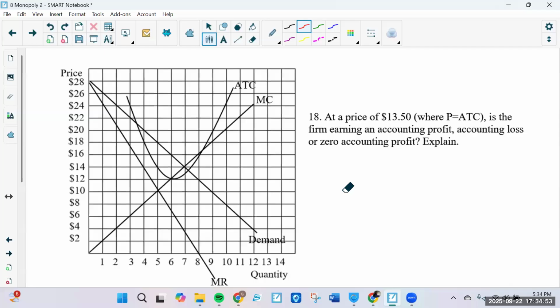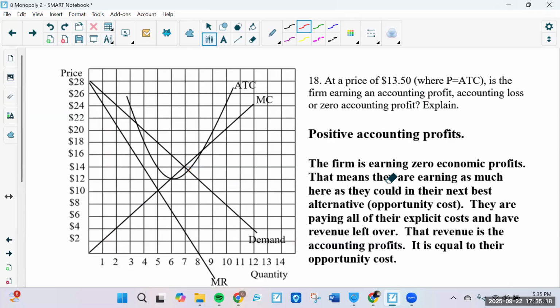At a price of $13.50, where price equals ATC. So the idea here is I'm making you go right here, where price equals ATC. Price always comes from the demand curve. Is the firm earning an accounting profit, an accounting loss, or zero accounting profit? So this is accounting, not economic profit. And it says explain. Tough question, because you've got to know what accounting profit is. And the answer is they're actually earning a positive economic profit.